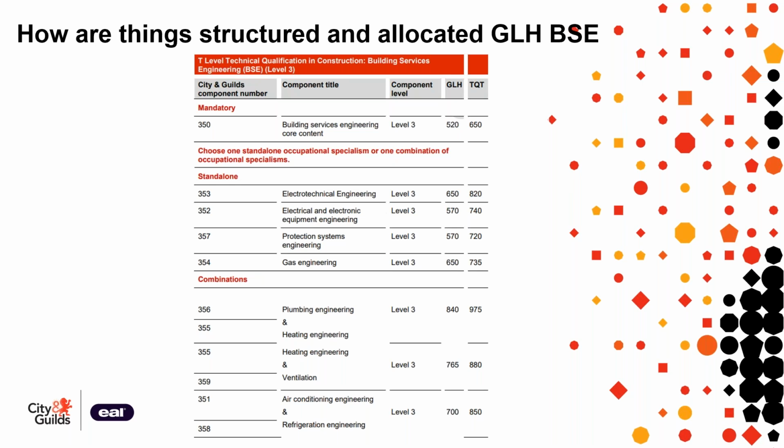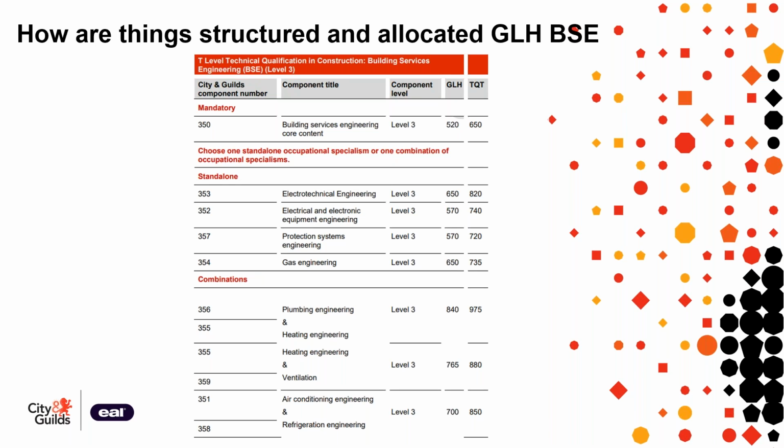Next one, please, Rob. BSE is slightly bigger given the number of occupational specialisms and the additional content within the course, so you will see a big difference in the GLH for some of the occupational specialisms. The core is at 520 GLH and 650 TQT, and then you have your standalone occupational specialisms: electrotechnical engineering, electronic equipment, and gas engineering. They all have the GLH and TQT aligned. Then you've got your combinations, which are very unique to BSE, and the total GLH and TQT is assigned to those combinations accordingly.